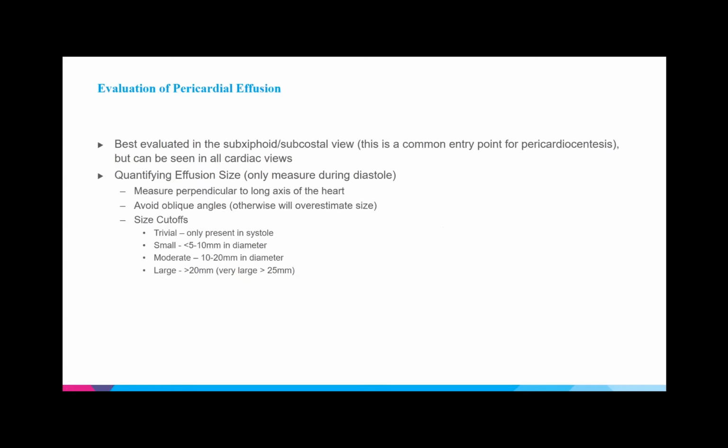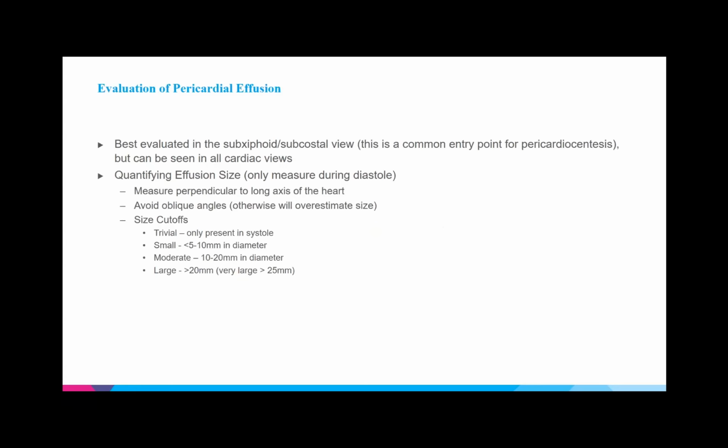In terms of evaluating a pericardial effusion, the best view to pick this out would be the subxiphoid or subcostal view. This is going to be right below the sternum, looking up towards the heart. It's a common entry point for pericardiocentesis if that's indicated. But keep in mind, usually you can see pericardial effusions in all cardiac views.